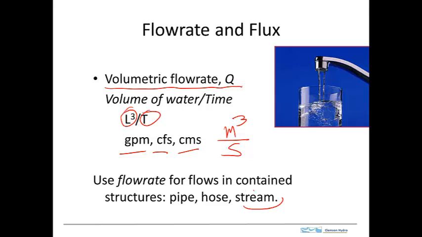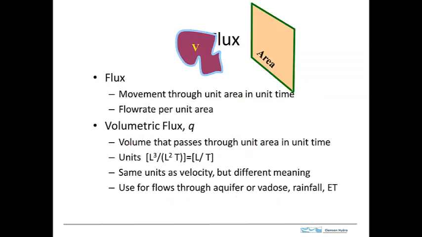So this is a convenient way to describe a flow in a particular structure. A stream, for example, flow rate in a stream is typically described as cubic feet per second, at least in this country. If we have flows in pipes, in a hose, then it makes sense to use volumetric flow rate. But in the subsurface, through an aquifer, for example, we don't really have a well-defined structure for the flow to go through. And so in that case, we'll define the volumetric flow rate on a per area basis. And that'll give us the flux.